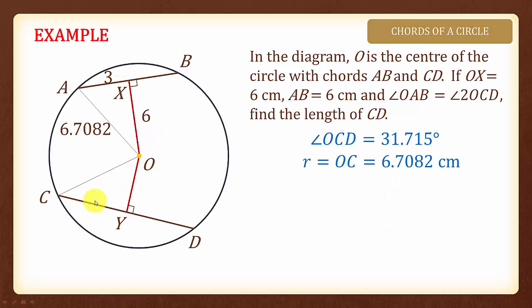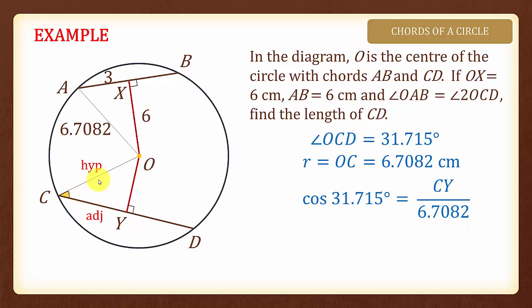Now that we have angle OCD and the radius OC, we can now find CD by first finding the length of CY. With the given angle OCD here, CY will be the adjacent side and the radius OC will be the hypotenuse. And hence we will use the cosine trigonometry ratio. And we'll have cosine 31.715 equals to CY over the hypotenuse 6.7082. To find CY, we shall multiply 6.7082 on both sides.